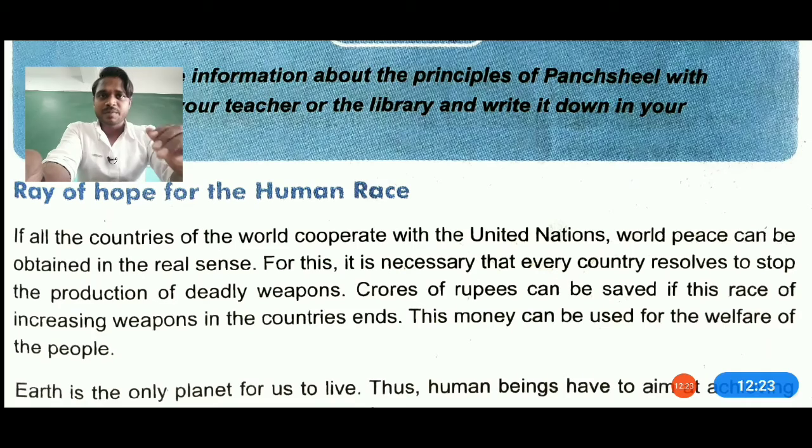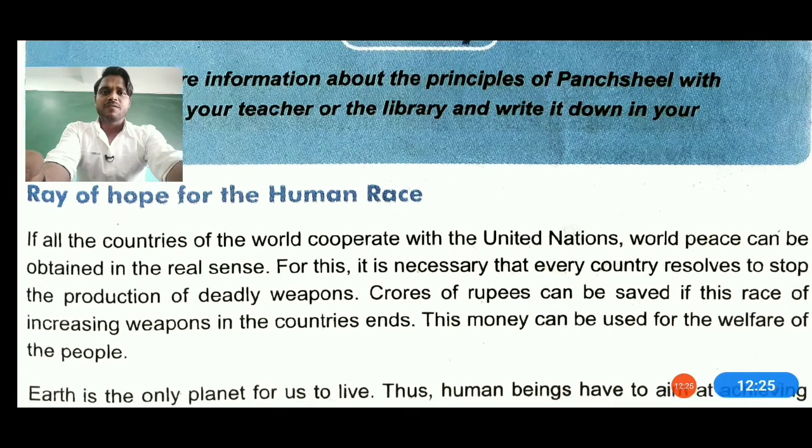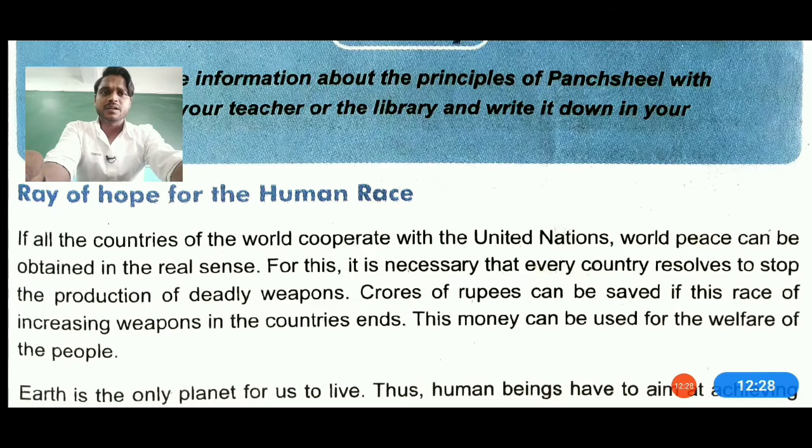Now how can the human race progress well? See, if all the countries of the world cooperate with the United Nations, world peace can be obtained in the real sense. For this, it is necessary that every country resolve to stop the production of deadly weapons. First of all, we should stop the weapons.